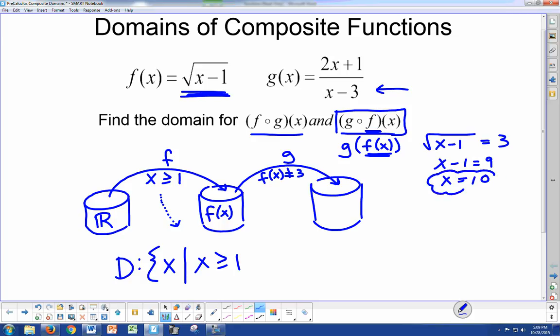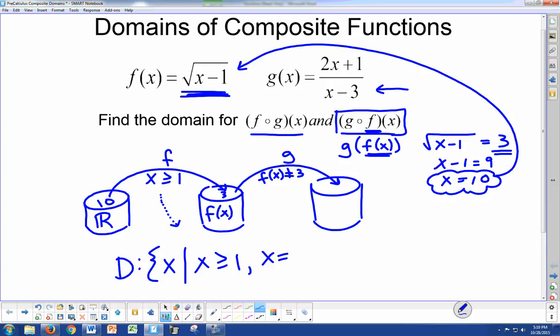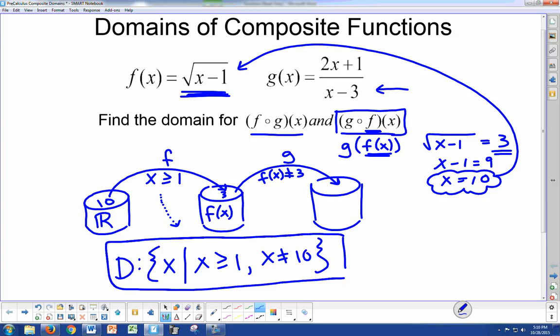And we call this the culprit, or the rascal. The rascal is the number that started way over here in the real bucket and ended up answering as a 3. So if you put in the number 10, this number 10 right over here, and you plug it in, you get 10 minus 1 is 9, the square root of 9 is 3, and 3 does not work in the g of x function. So I'm going to put a little comma here. x is greater than or equal to 1, comma, x not equal to 10. That's the way that we compute the second portion, or the second half of that restriction.